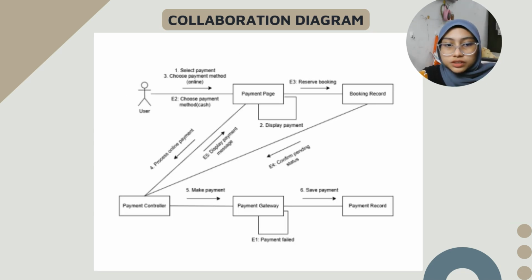And then for the payment, the user will select the payment to the payment page, and the payment page will display the payment. When the user chooses the payment method, the payment page will direct to the controller, and from the controller, it will process the online payment, and through the payment gateway, it will make the payment. So when the payment is successful, it will save the payment to the payment record.